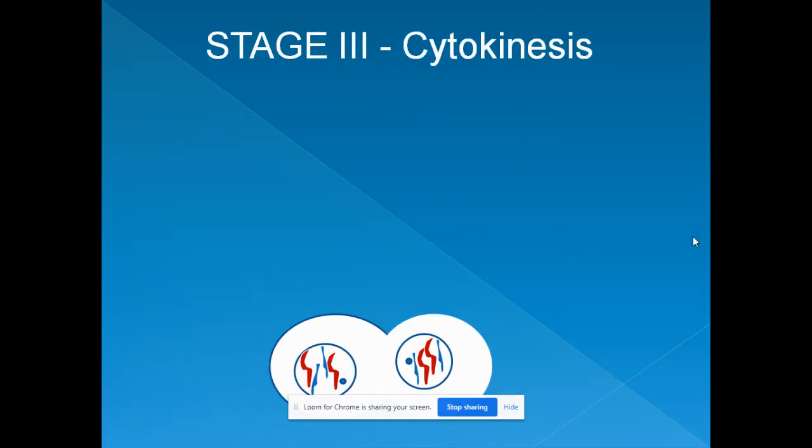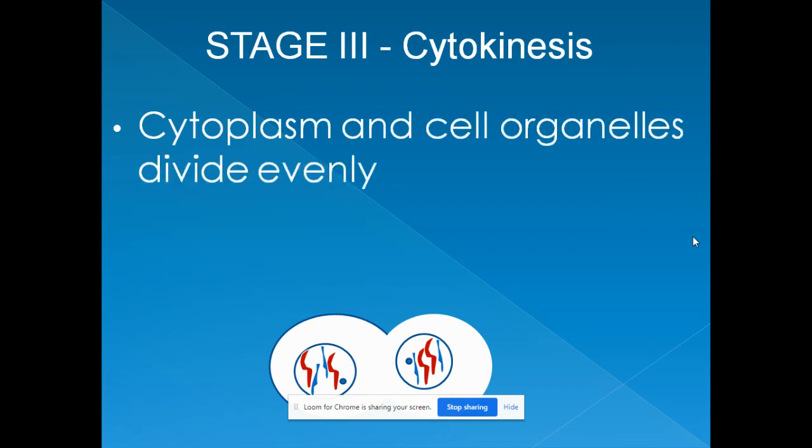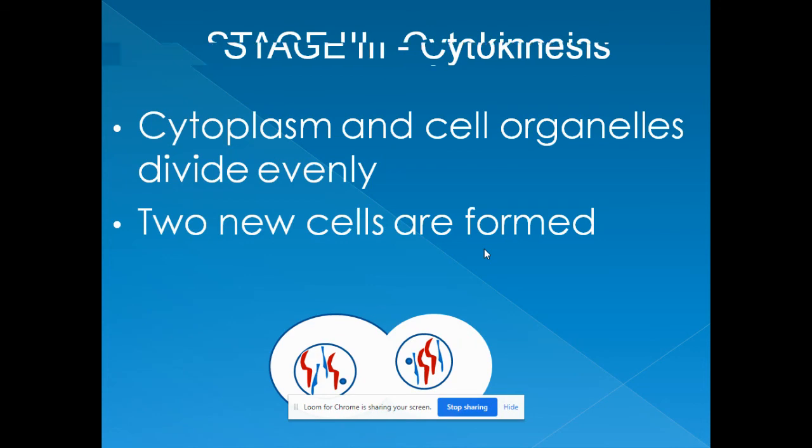So I already talked about the interphase, stage 1, and stage 2, mitosis with the 4 different phases: prophase, metaphase, anaphase, and telophase. And now cytokinesis is the last stage of the cell division. Cytoplasm and cell organelles divide evenly, right? That's when you see, as I told you, this cytoplasm being squeezed. All the different cell organelles are also being duplicated, and they divide evenly. 2 new cells are formed.